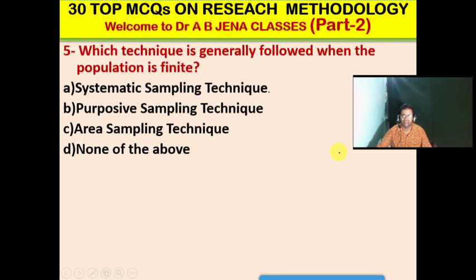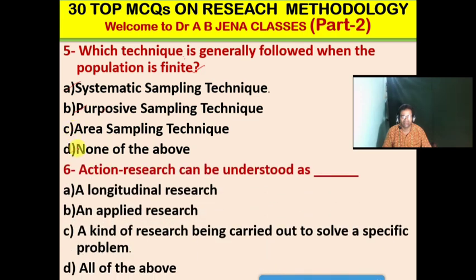So next MCQ: which technique is generally followed when the population is finite? A, systematic sampling technique. B, purposive sampling technique. C, area sampling technique. D, none of the above. Friends, A is the right option for this MCQ. The systematic sampling technique is generally followed or used by the researcher when the population is finite.